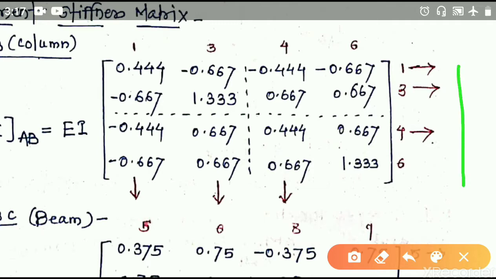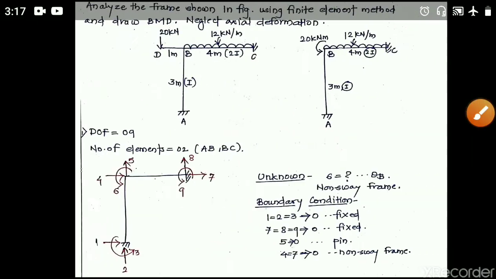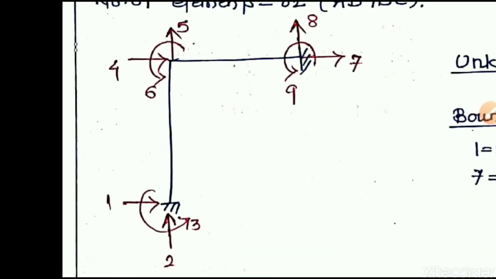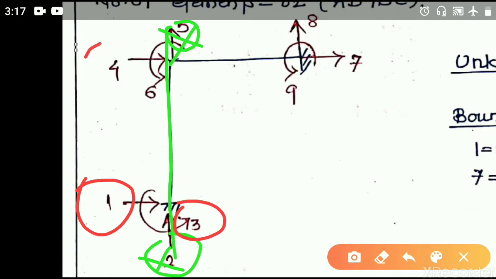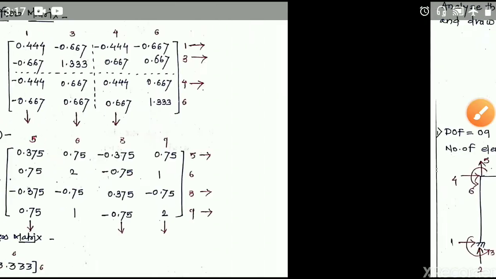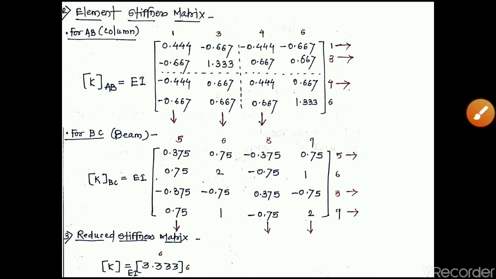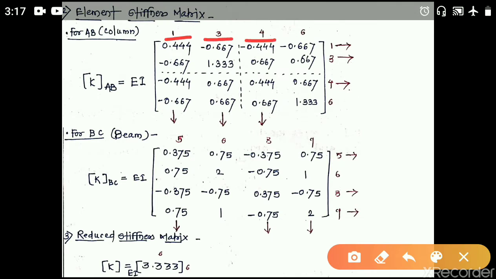Then write down the associated degrees of freedom for each column and for each row. For member AB, as you can see here, the degrees of freedom are 1, 2, 3, 4, 5, 6. In this figure 2 and 5 are axial translations, so neglect those. So the degrees of freedom associated with it are only 1, 3, 4, 6. Write this sequence for each column and each row of the stiffness matrix of member AB: 1, 3, 4, 6 and 1, 3, 4, 6. So this matrix is completed for member AB.